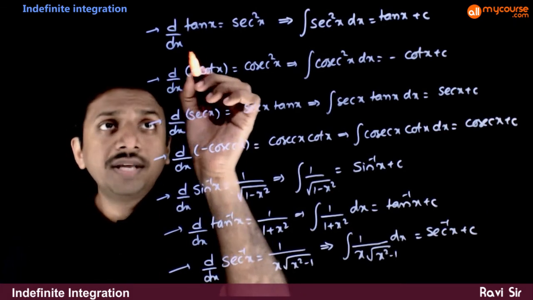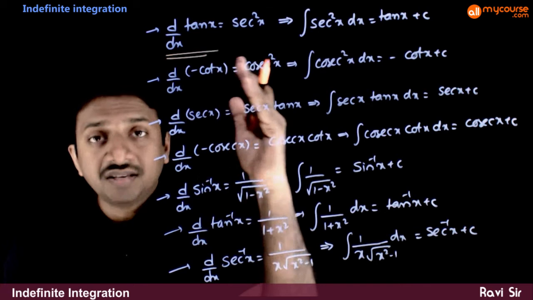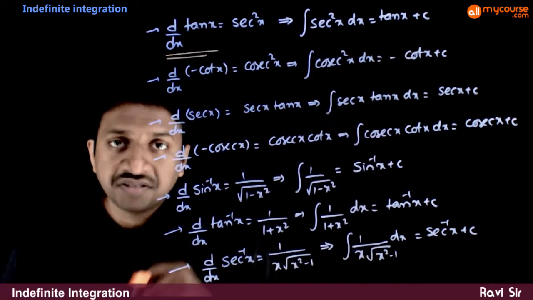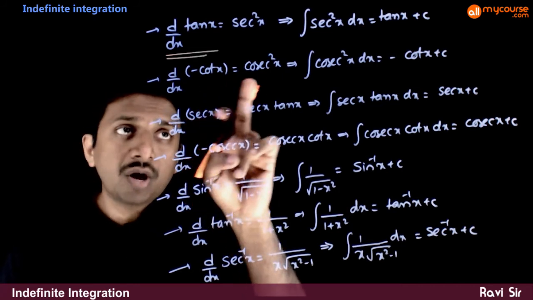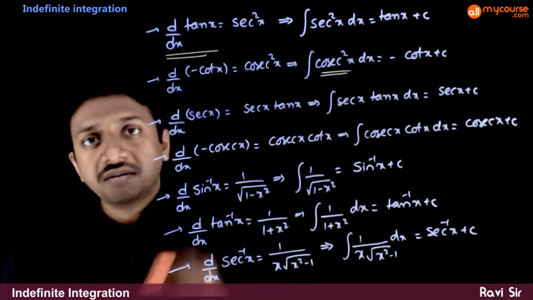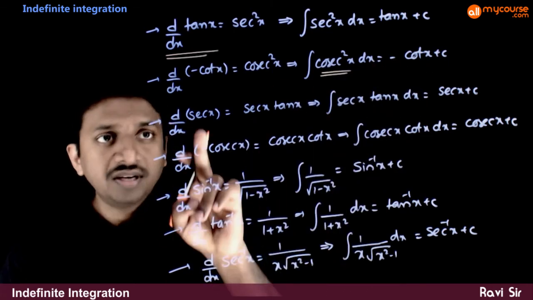Next, we know that d by dx of tan x is secant square x. So integration of secant square x dx is tan x plus c. Differentiation of minus cot x is cosecant square. So integration of cosecant square x dx is minus cot x plus c.